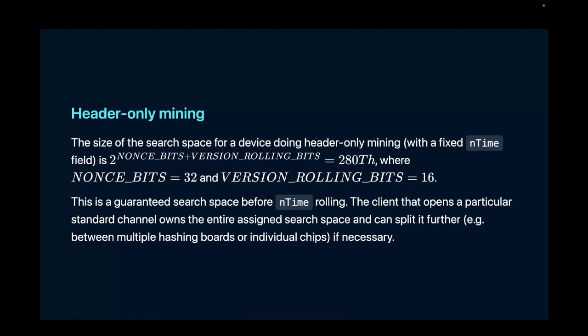The size of the search space for a device that's doing header-only mining with a fixed end time field is 2 to the power of nonce bits, which are 32, plus version rolling bits, which are 16, which results in 280 terahashes. This is a guaranteed search space before end time rolling. The client that opens a particular standard channel owns the entire assigned search space and can split it further, for example, between multiple hashing boards or individual chips, if necessary.